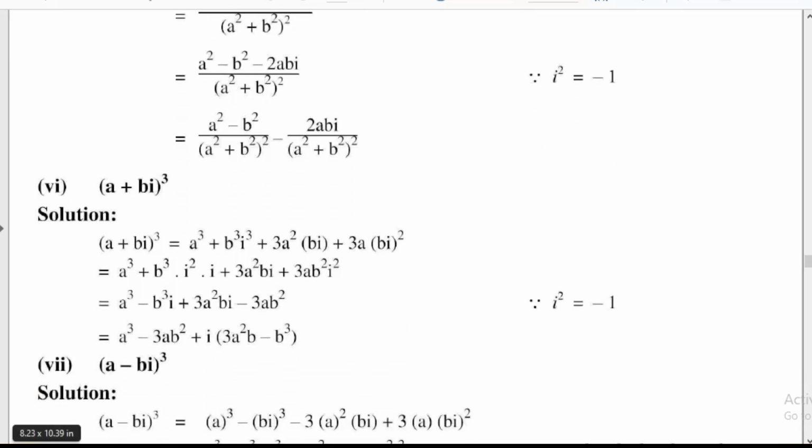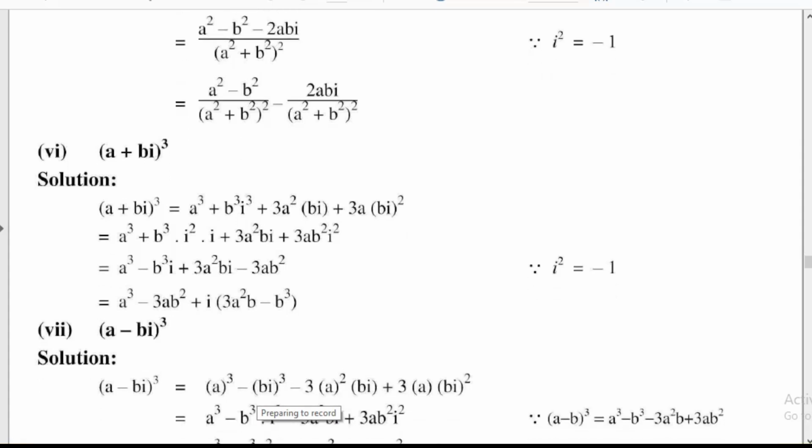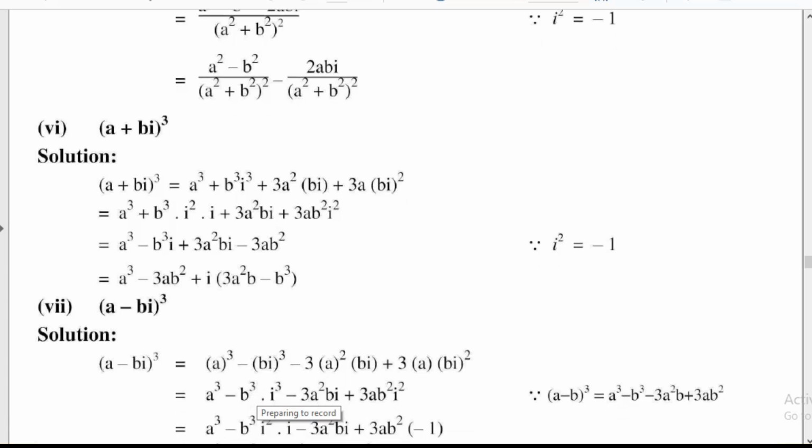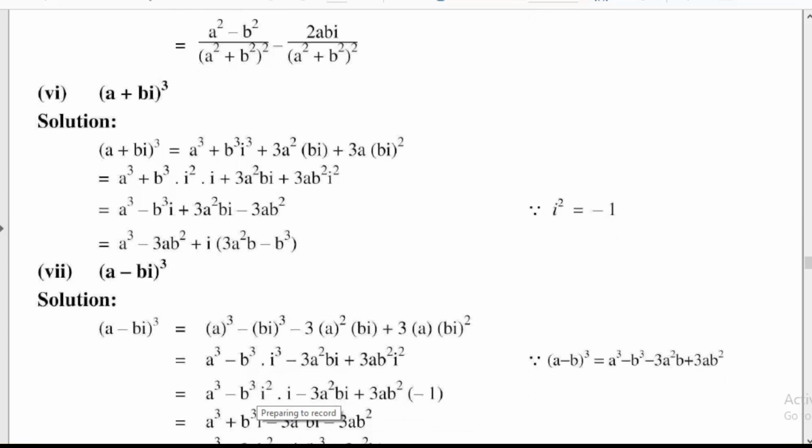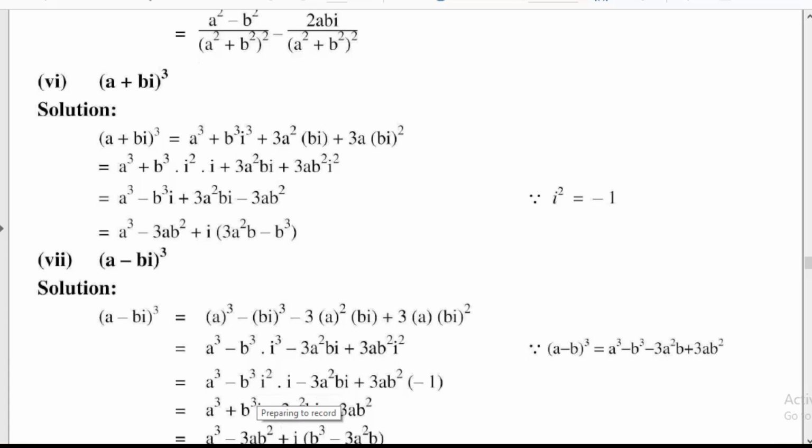Next, (a - bi)^3 can also be written in formula form, that is a^3 - (bi)^3 - 3a^2(bi) + 3a(bi)^2. So a^3 - b^3 i^3 - 3a^2 bi + 3ab^2 i^2. So a^3 - b^3 i^3 can also be written in the form of i^2 · i - 3a^2 bi + 3ab^2 i^2, where i^2 equals minus 1.